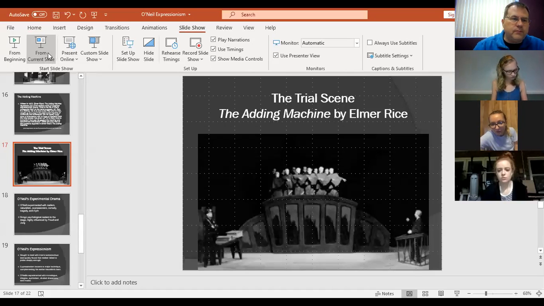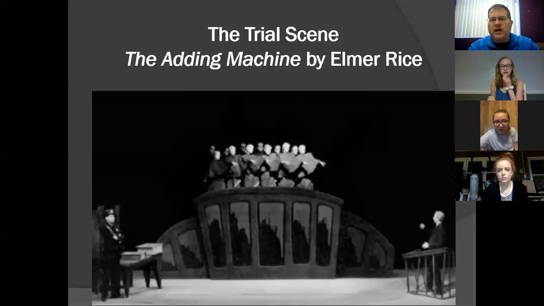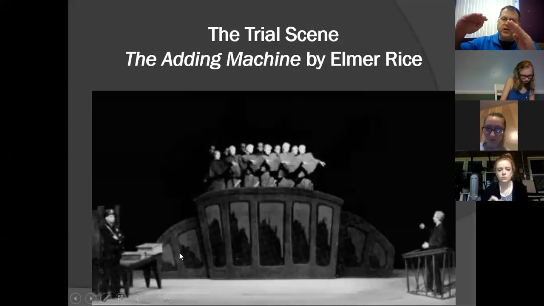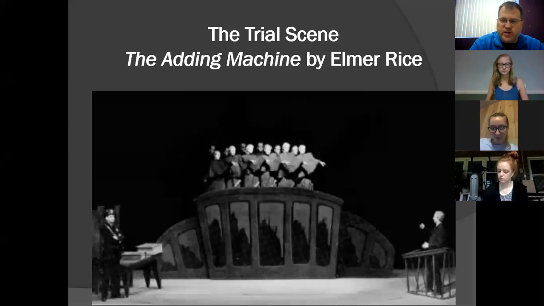We left off talking about Elmer Rice's Adding Machine. And remember, we talked about Mr. Zero. Notice this table still looks like a table, but it's all warped and skewed and all that business. That's how you tell if it's expressionism.